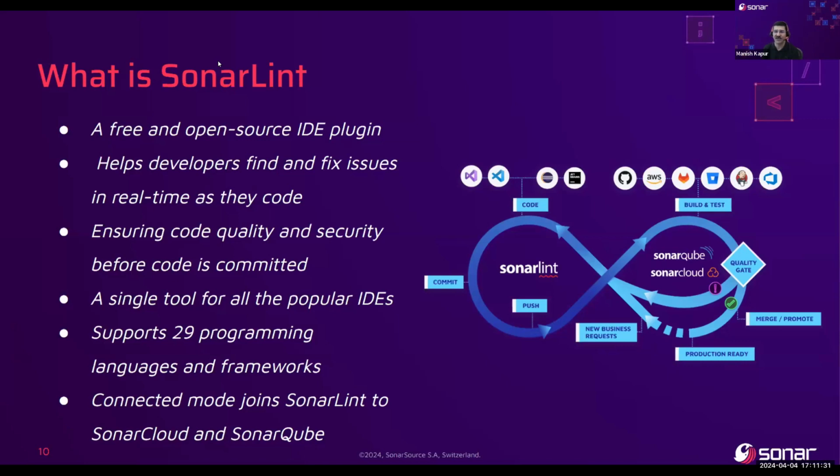What it does is, as soon as you install it in your IDE, it starts analyzing your code in real time as you're writing the code, whether it is a developer writing the code or an AI-assisted copilot like GitHub Copilot or any other. If you're using Amazon CodeWhisperer, anything that you're using to write the code, it analyzes the code in real time and helps you find and fix issues as you develop, right? So it's a true shift left approach, focusing on code quality and security before you even commit the code into the repository. This supports 29 programming languages and frameworks.